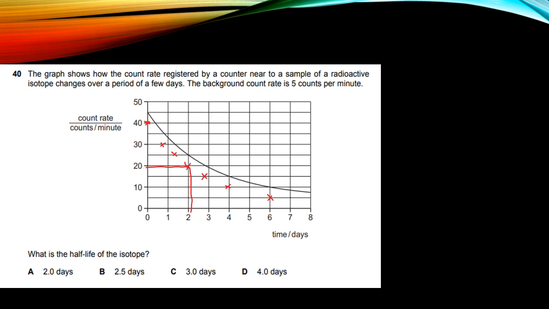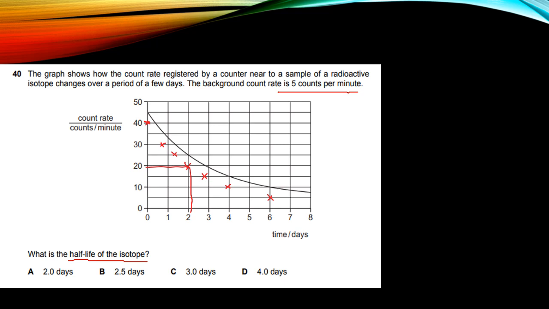So today we're still continuing with the May-June 2018 question paper 2-2 series. So let's have a read through the question as always. The graph shows how the count rate registered by a counter near to a sample of radioactive isotope changes over a period of a few days. The background count rate is 5 counts per minute. What is the half-life of the isotope?